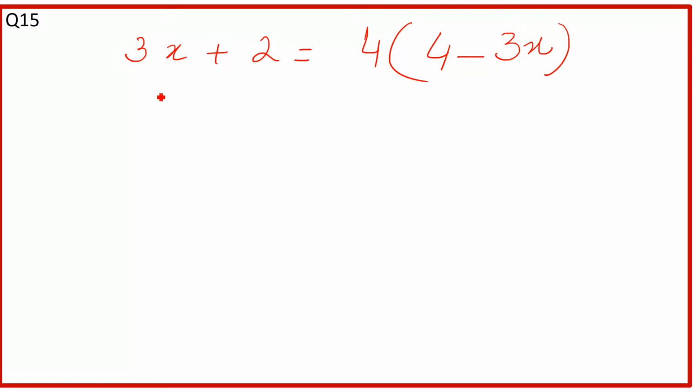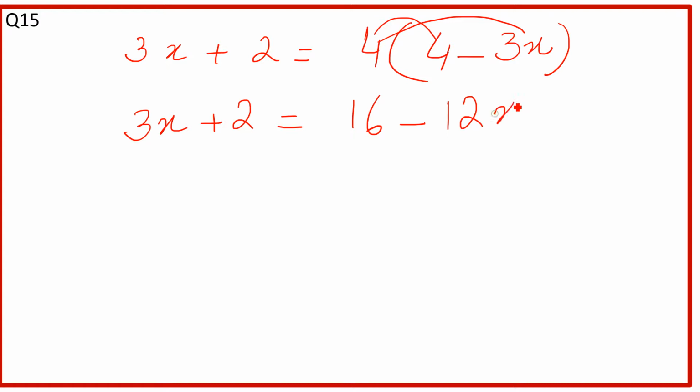Now question number 15. We have 3x plus 2 is equal to, on the right hand side we have now a parenthesis, otherwise the question is more or less the same. So see, the left hand side will remain the same. In the first step we have to multiply, right? 4 times 4 is 16, and then with this 4 and the sign is negative, 4 times 3 is 12x. Whatever you have in the parenthesis, one by one you have to multiply with 4.